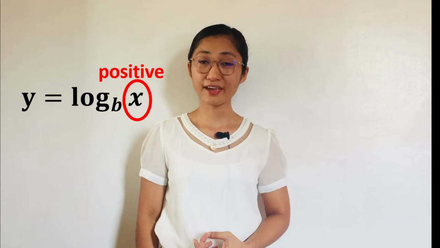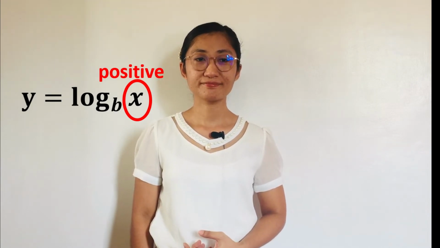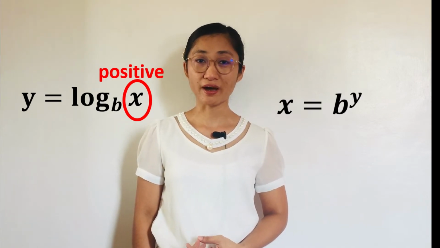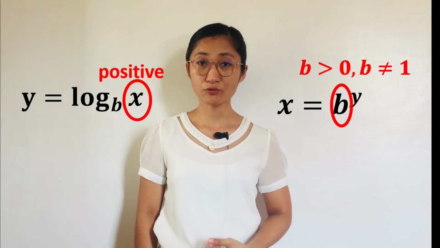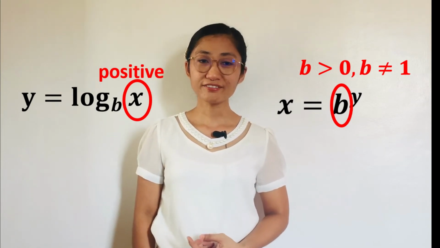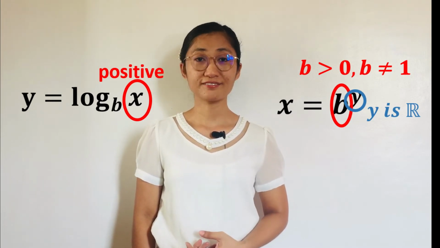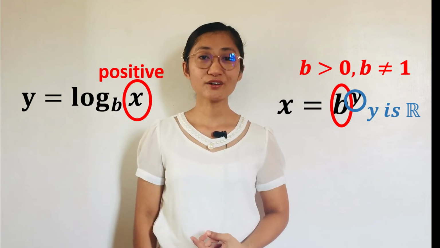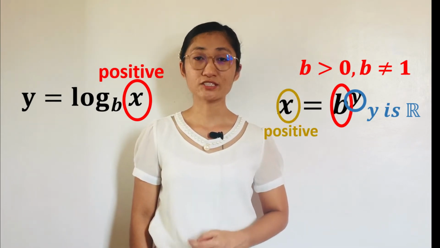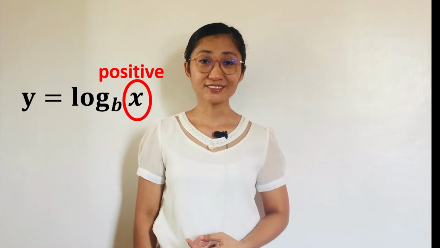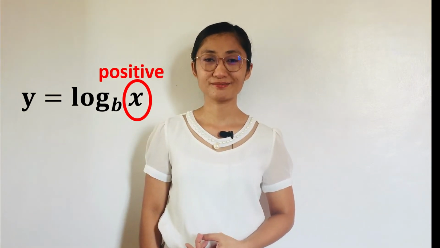In addition, it may also be considered a property that the value of x in y equals the logarithm of x to the base b is positive. This can be understood better from its exponential form x equals b to the y, where b is positive except for positive 1. Whatever the value of y is, negative, 0, or positive, integer or fraction, the value of its power, x, is always positive. Going back, x in y equals the logarithm of x to the base b is always positive.